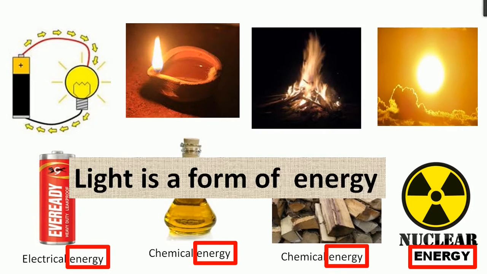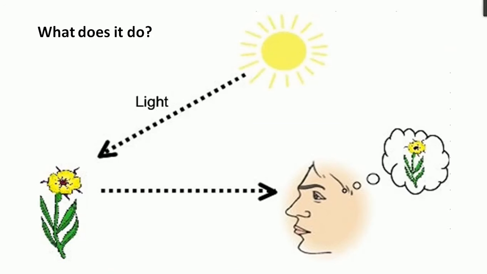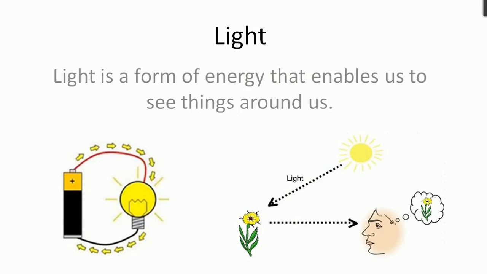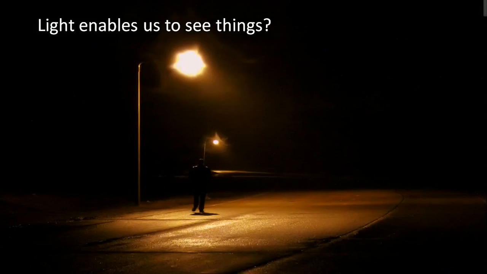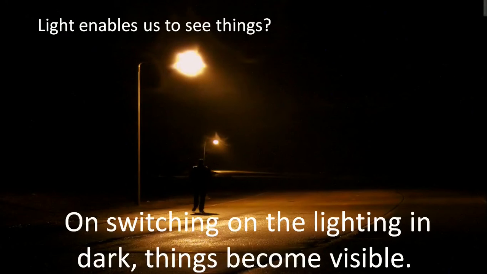So we understood light is a form of energy. Now let us see what light does. Light helps us to see the world around us. Now we can define light. Light is a form of energy that enables us to see the things around us. How can we prove that light helps us to see? We have to do a simple experiment. We have to switch on the light in the dark. When you switch on the light, you'll be able to see, otherwise no. When we switch on the light in the dark, the things become visible.